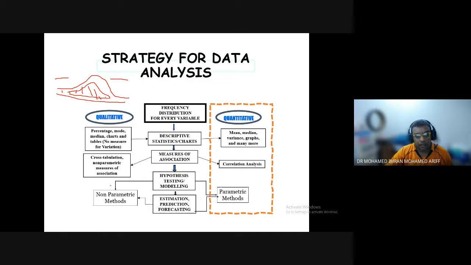Okay, but why is this method in the quantitative category? Okay, because when we do a qualitative study, normally we do interviews. Normally these are the main ways of getting your data. So when we do interviews you cannot get a normal distribution.